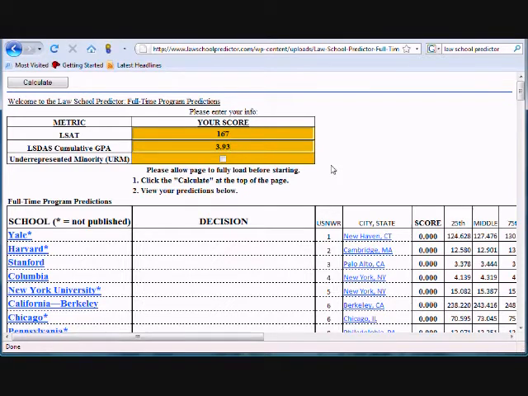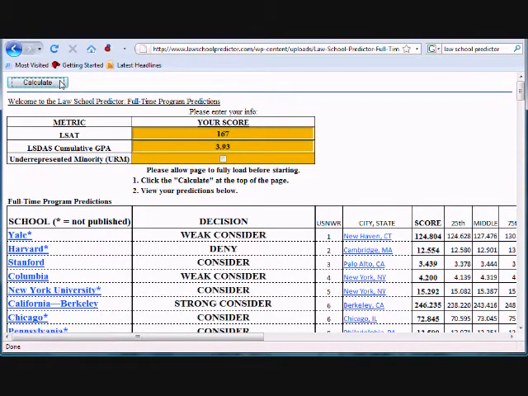If you're an underrepresented minority or URM, you should also check the URM box located below the GPA field. You're almost ready to see your predictions. Just make sure to click the Calculate button at the top of the page and the predictions below will be updated to reflect your data. Now you can see your personalized predictions.